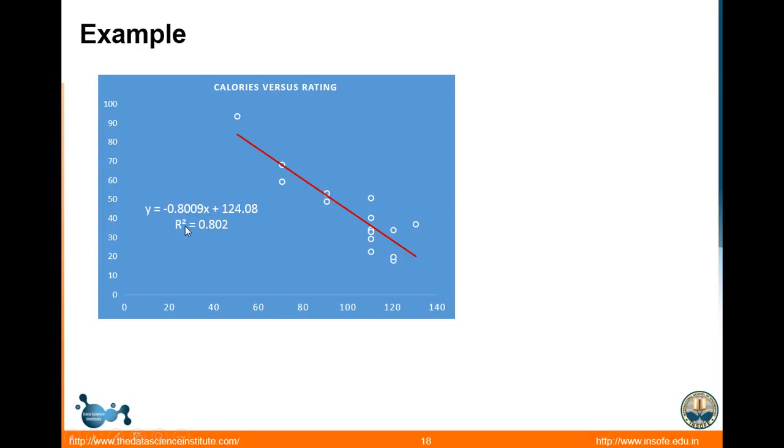The R square we will cover in the next session, where I will explain how to understand R square. At this point, just understand that the relationship between two variables, that is dependent and independent, can be understood from a scatter plot and the line fit. Here in this case we see there is a negative correlation between the calories per serving and rating. So as the calories increase, the rating is going down.